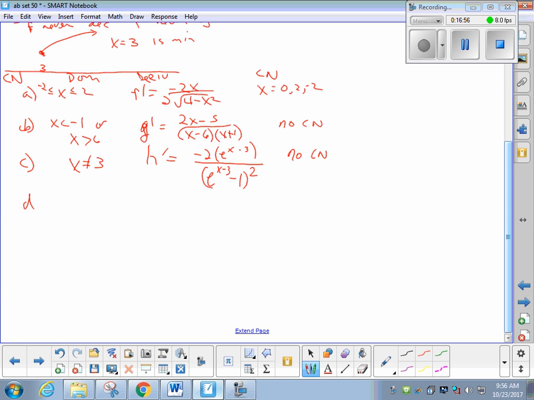And d, x cannot be plus or minus 2. A prime is factored e to the x times x squared minus 2x minus 4 over x squared minus 4 quantity squared. And the critical numbers are x equal 1 plus or minus root 5.